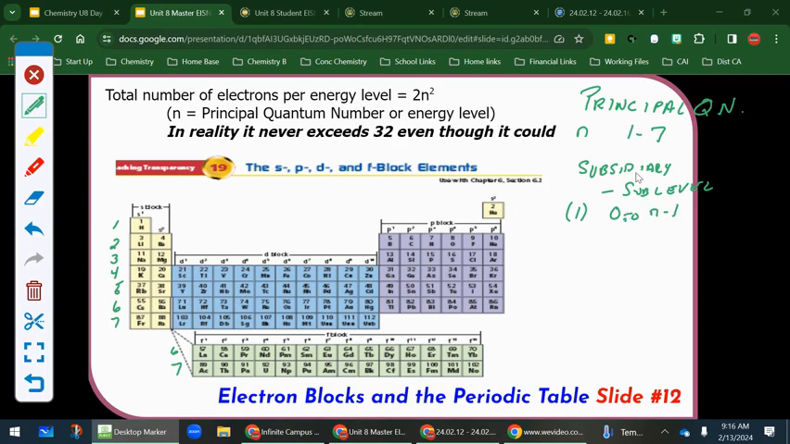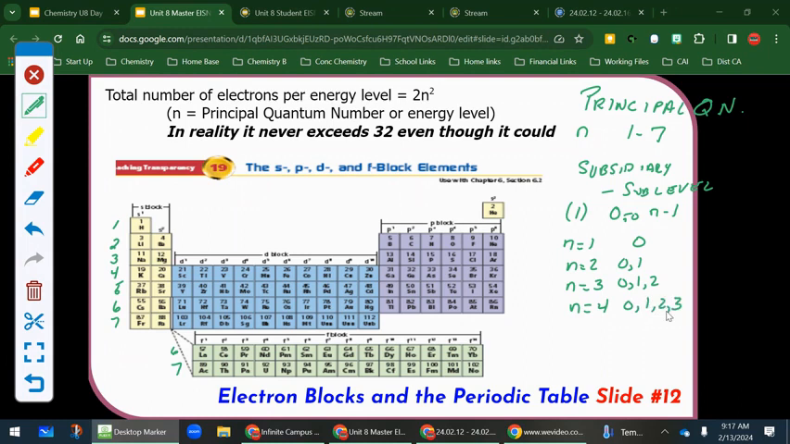So every energy level has at least a 0 sublevel. But then if N equals 1, you get 0. If N equals 2, you get 0 and 1. If N equals 3, you get 0, 1, and 2. And if N equals 4, you get 0, 1, 2, and 3.